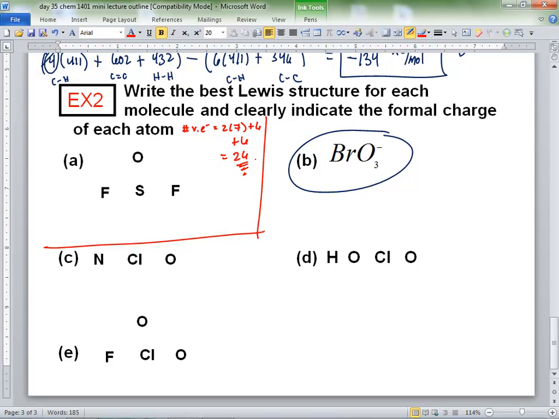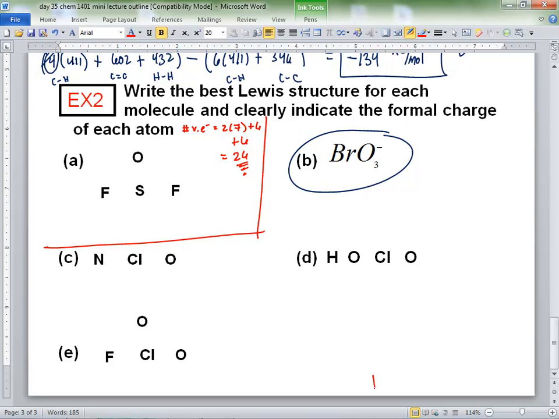I think most everybody's getting 26, right, for your valence. Good. So keep going. Okay, great. Now see if everything has a formal charge of 0. And remember the formal charge equation. You're going to have to know it.